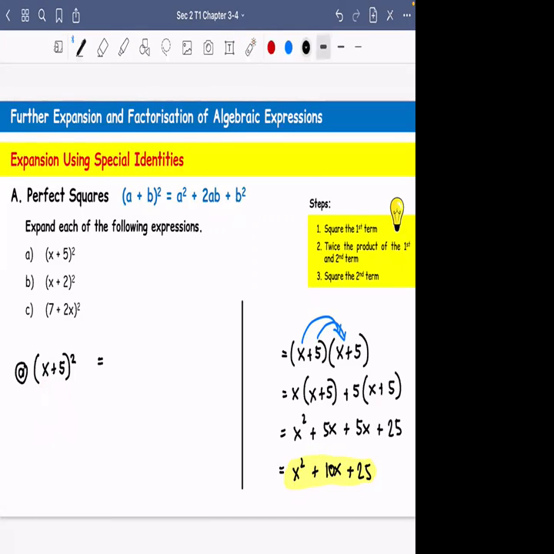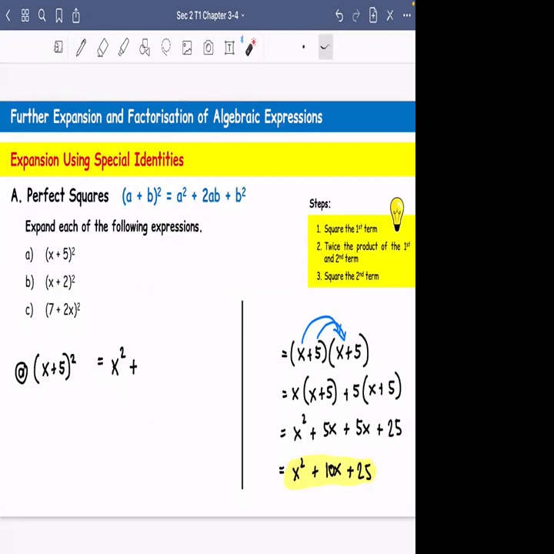So what is the first term? It's x, right? So we square x. What happens? It becomes x squared. Just that. And then since this is plus, the next sign is a plus. Is that clear? Okay, next, what's the next step?